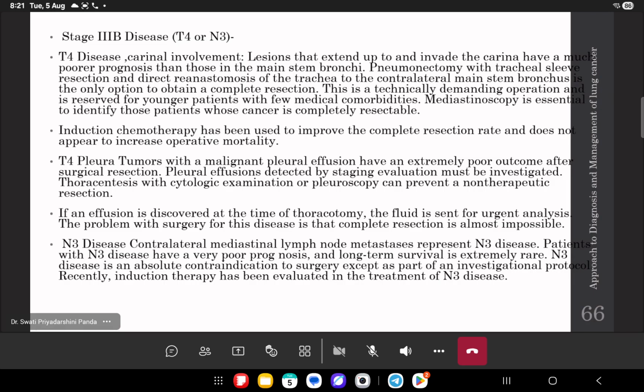N3 disease: contralateral mediastinal lymph node metastasis represents N3. Patients with N3 disease have a very poor prognosis and long-term survival. N3 disease is an absolute contraindication to surgery except as a part of an investigation procedure. Recently, induction therapy has been evaluated in the treatment of N3 disease.